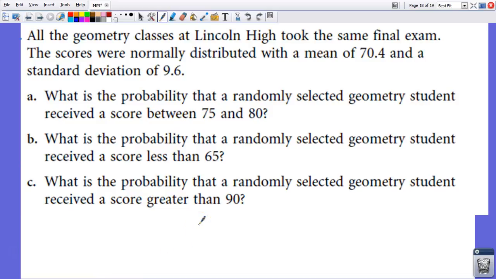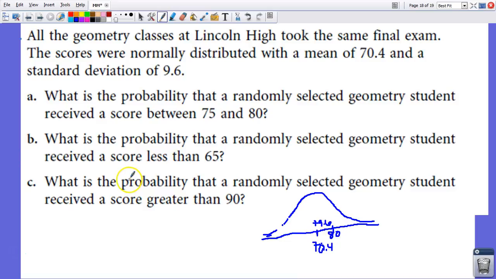All the geometry classes at Lincoln High took the same final exam. The scores were normally distributed, which means it looks like a normal curve, with a mean of 70.4 and a standard deviation of 9.6. So the mean and the median are the same on a normal curve. It's going to be here, 70.4. And every time you go one standard deviation, you add 9.6. So plus 9.6 would be what? 79, 80 would be the next one.